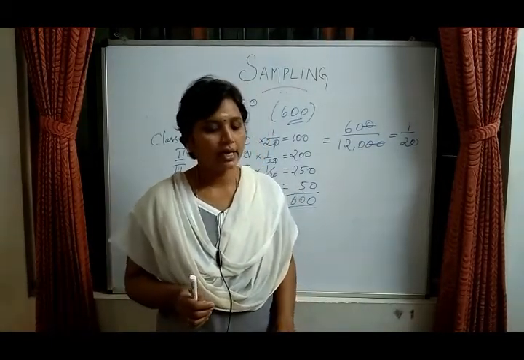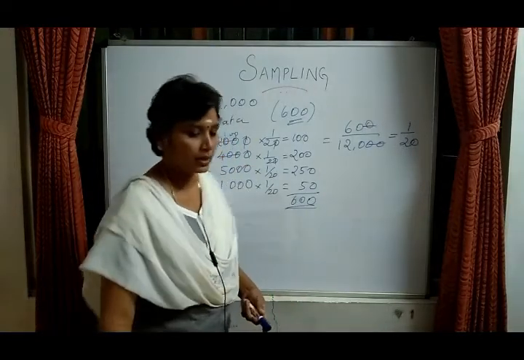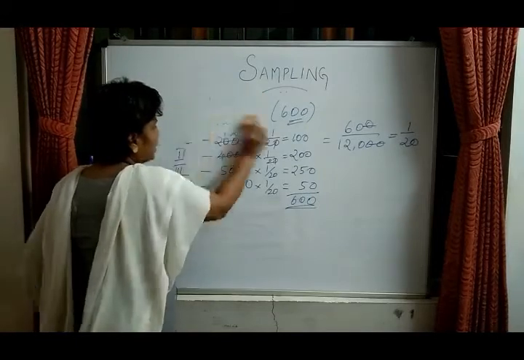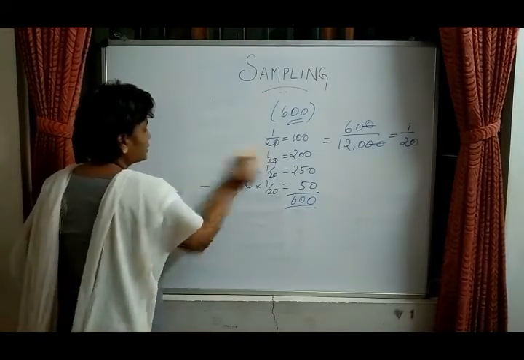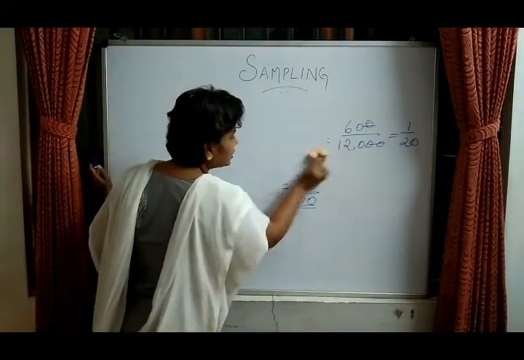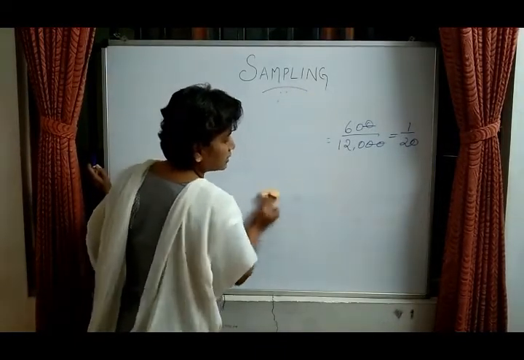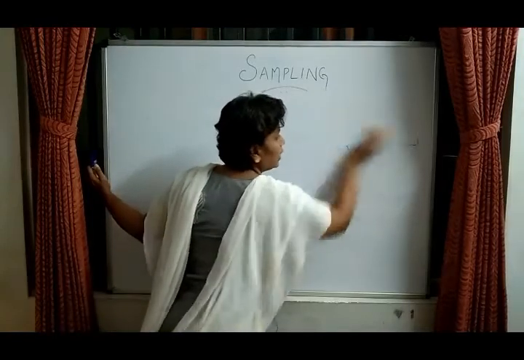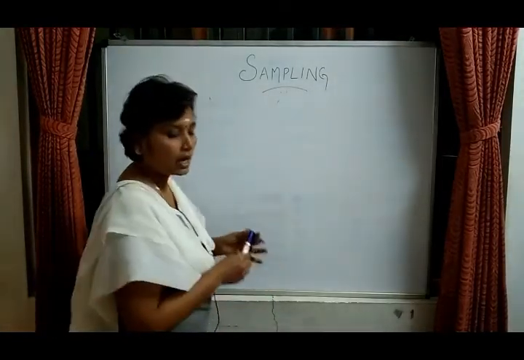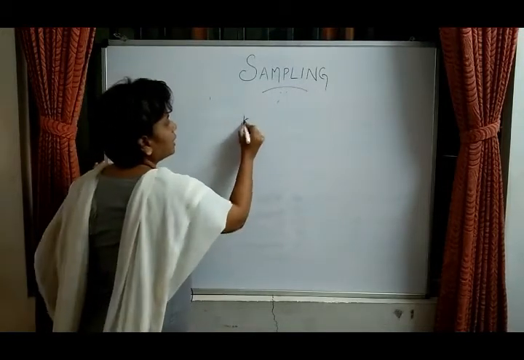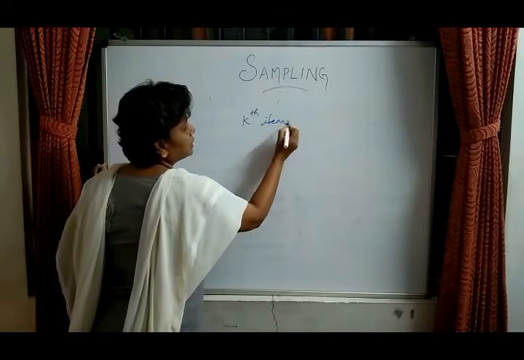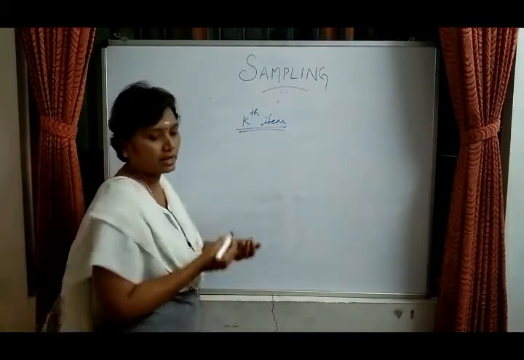So next one is the systematic sampling. Systematic means in an organized way we will be selecting the samples. Here it is an old method. Every kth item is selected as a sample, kth item.